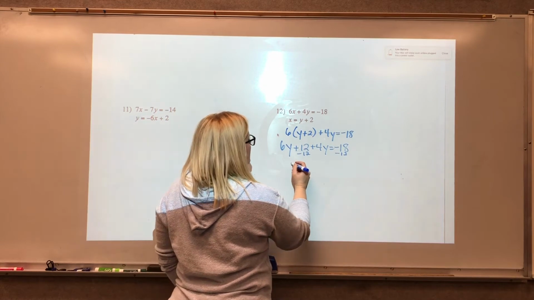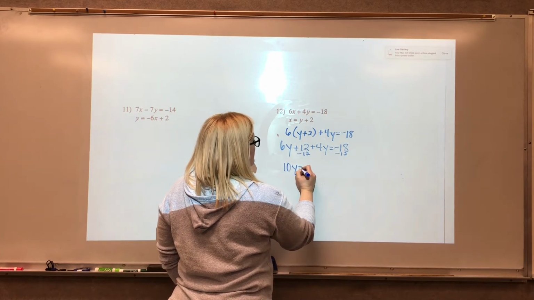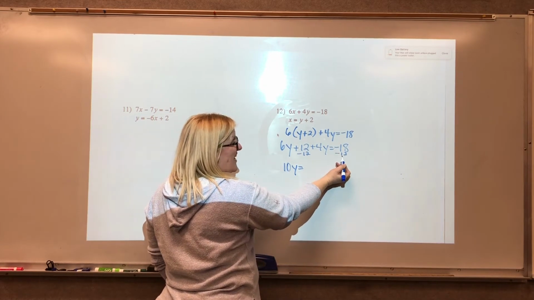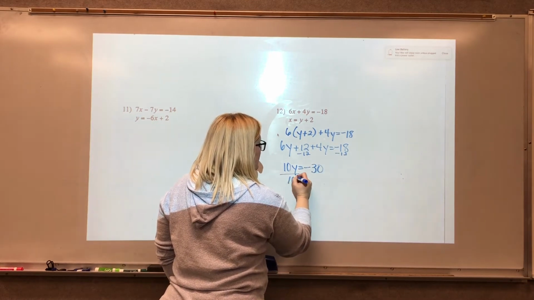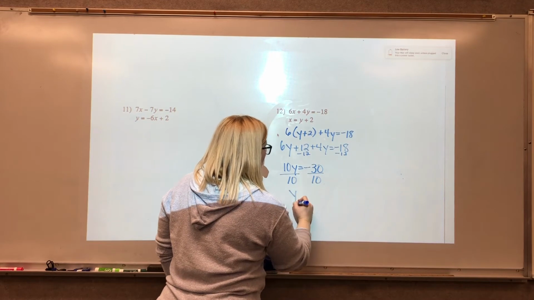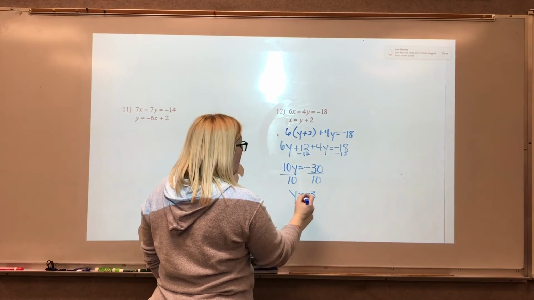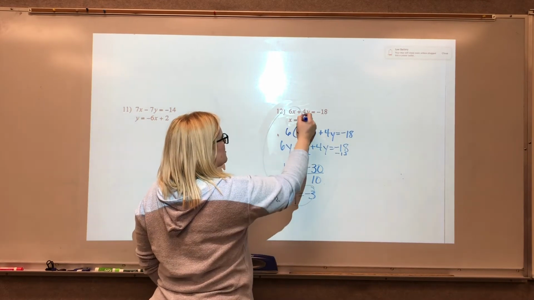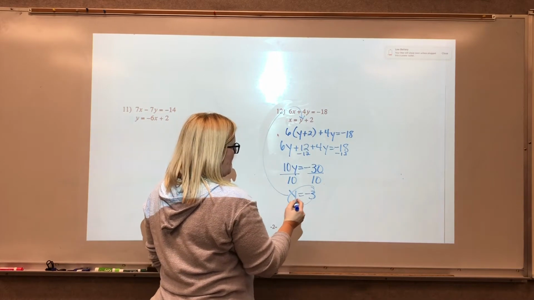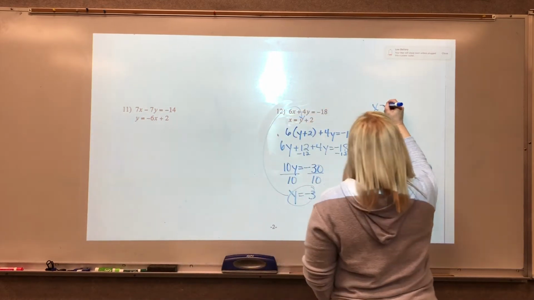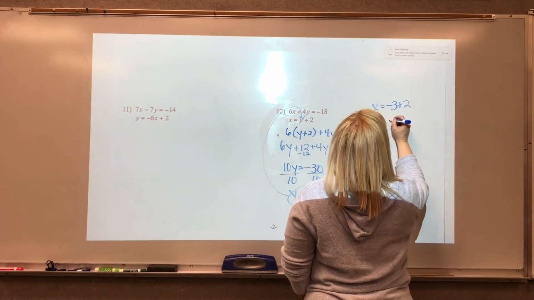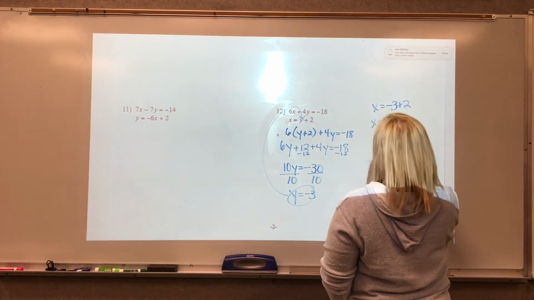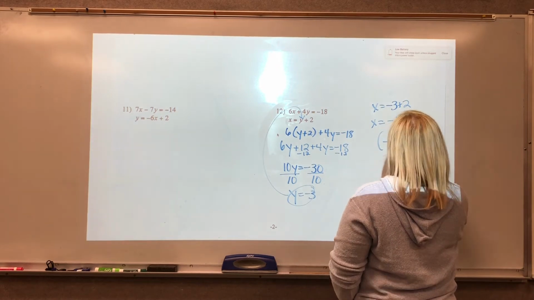I did 10y equals negative 20, but this is actually negative 30. Divide by 10, and I have y equals negative 3. Now I plug this back in, still right here, and I have x equals negative 3 plus 2. So x equals negative 1. So I have negative 1, negative 3.